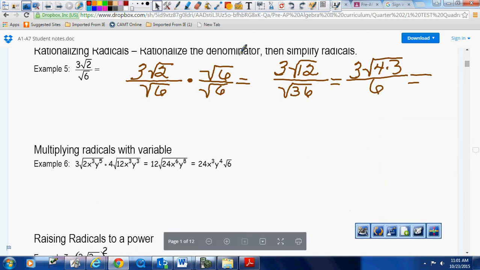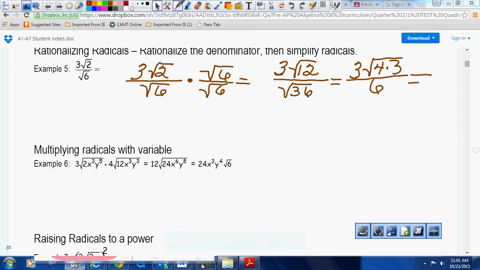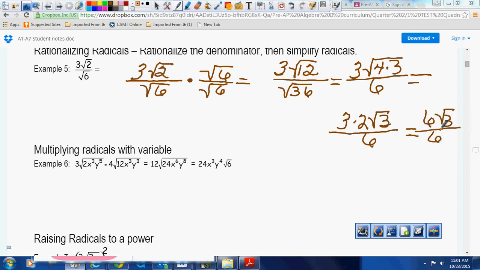Okay. So I know that with my square root of 4, that's really a 2, right? So that's going to be 3 times 2 square root of 3 over 6. So that's going to give me 6 square root of 3 over 6. So my 6's become 1, and I'm left with the square root of 3. Remember to take a moment and write that out if you need to.